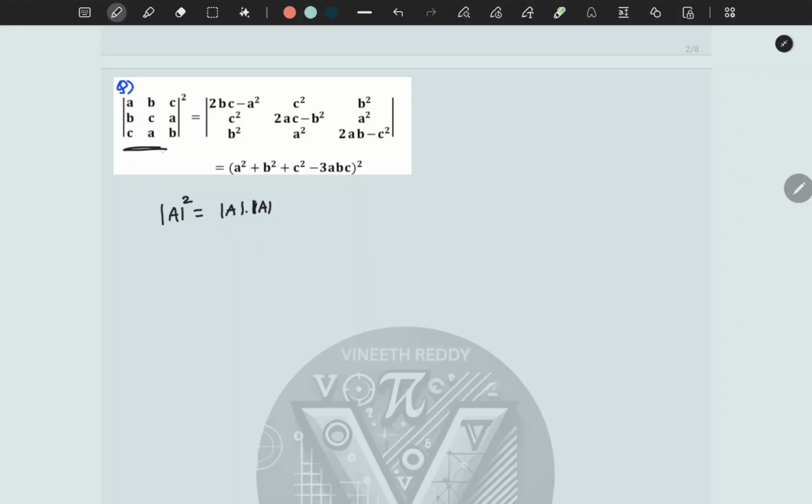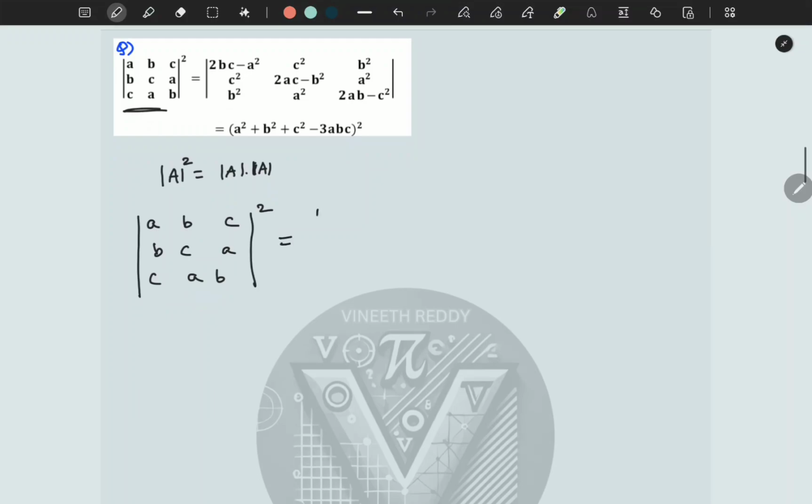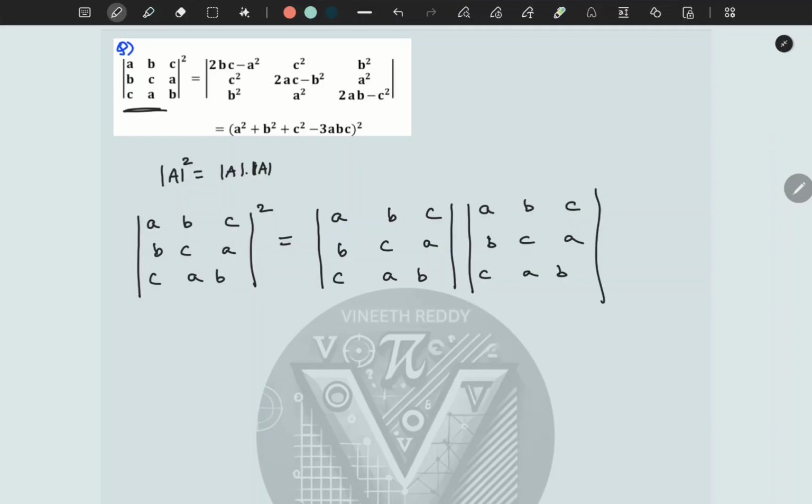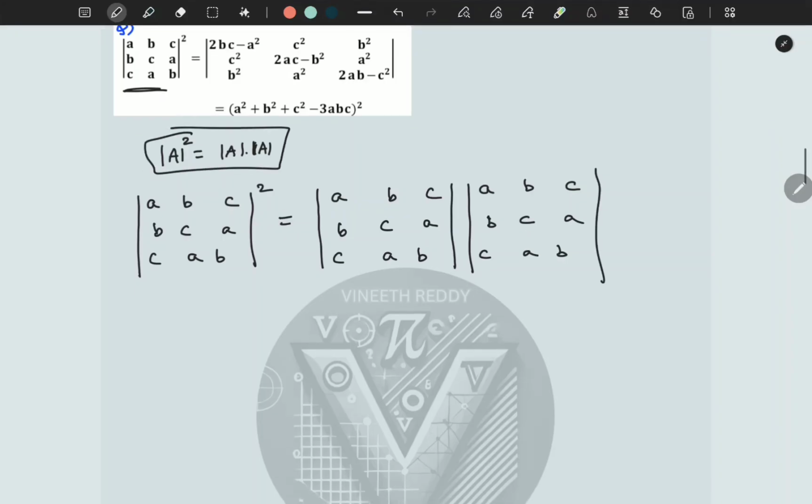So what I will do is, I will take this determinant of A, B, C, B, C, A, C, A, B whole square. Now can we write this as determinant of A, B, C, B, C, A, C, A, B multiplied with determinant of A, B, C, B, C, A, C, A, B? As per this logic, answer is yes, you can definitely do that.